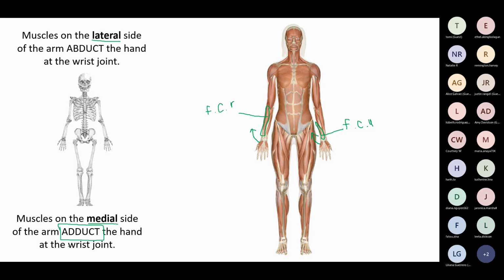So it's all about the locations. Flexor carpi radialis and flexor carpi ulnaris are lateral and medial to the palmaris longus muscle. So they help us to either move laterally, which is abduction, or move medially, which is adduction.